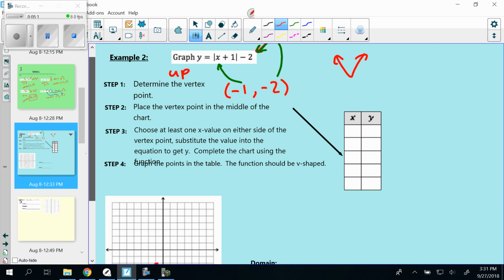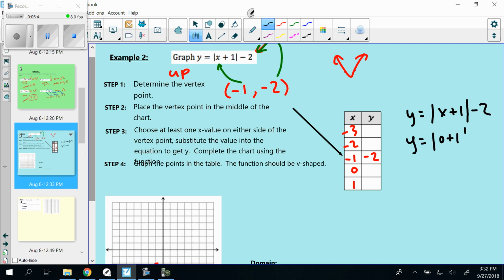So if we know the vertex is (-1, -2), this graph is symmetrical on each side. So we can put some points bigger than -1 and some points smaller than -1 and figure out what those are going to be. For example, if we put 0 in place of x, what is this going to equal? So here's our function. If we replace x with 0, what's this going to come out to be?